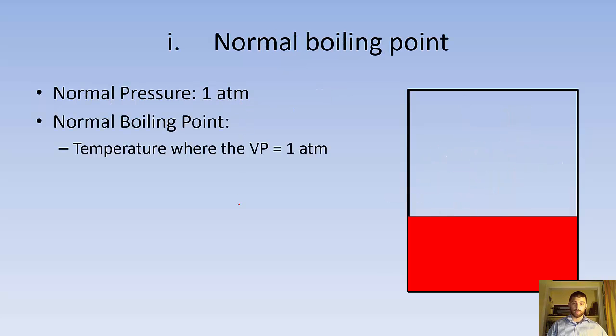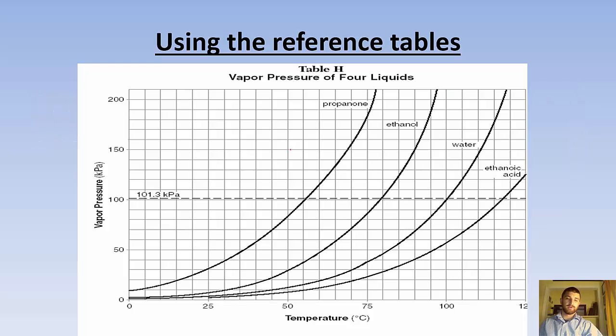Now we have a special term called normal boiling point. Now you may ask, well, what's so normal about it? It has to do with the pressure. Normal pressure we consider to be 1 atmosphere. So the normal boiling point is the temperature where the vapor pressure is equal to 1 atmosphere. So we have a chart to figure out what normal boiling points would be. I'll skip that for now. If we take a look at the reference tables, 1 atmosphere is 101.3 kPa. So here we have a dotted line that is showing us normal pressure. Here are 4 different substances: propanone, ethanol, water, and ethanoic acid, and their vapor pressures at different temperatures. Right?